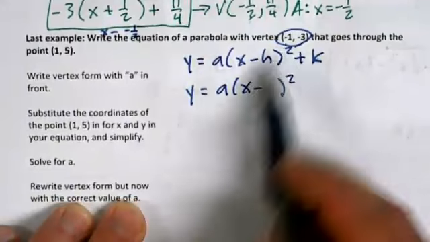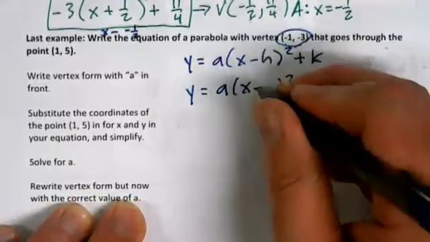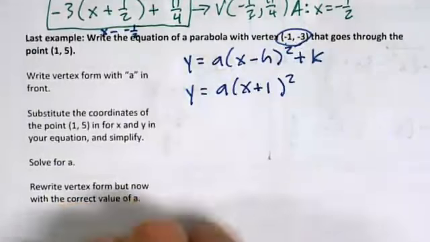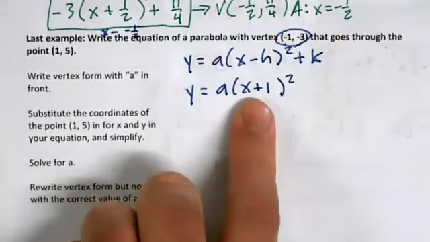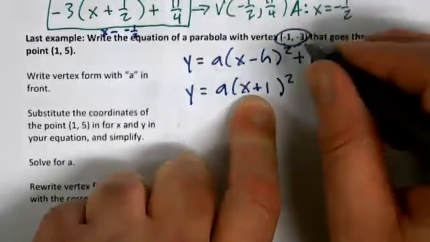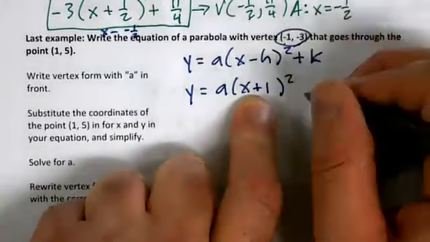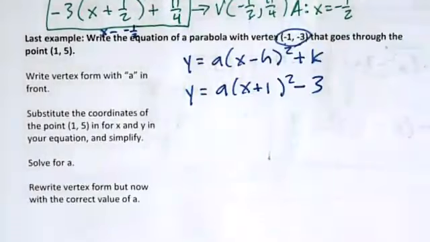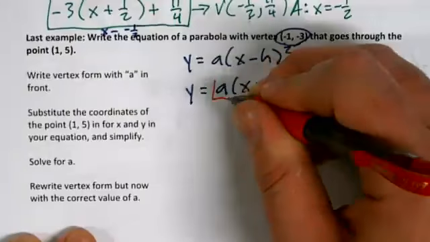H is -1, so this is going to end up being an x plus 1, right? I'm good with that one. That kind of goes back to your question from before. So h was -1. Are we good with this being a plus 1 here? Okay, awesome. And then k is -3, so we'll have a -3 at the end. That's almost a complete equation. The only thing that we're missing here is a. How are we going to find a?